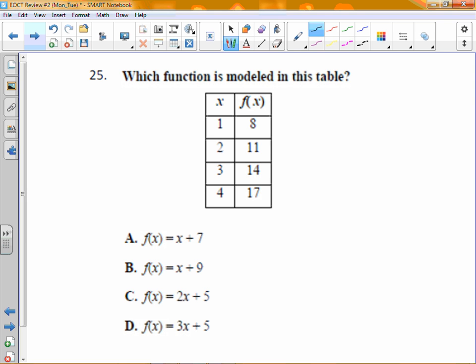3 times 4 is 12 plus 5 is 17. 3 times 3 is 9 plus 5 is 14. Again, the slope is 3, which tells me these numbers should be going up by 3, while these numbers are going up by 1. Guys, it's true. If I went to the next point, the next point up here would be 0, 5. 0, 5 is the y-intercept. So that's why this answer is D.